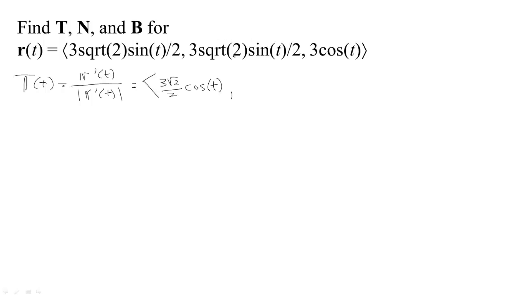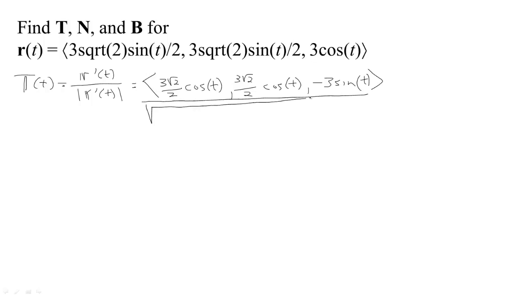And the y function is the same as the x component too. So the derivative is again 3 root 2 over 2 cosine t. And the derivative of cosine is minus sine, so minus 3 sine t. We need to divide all that by the length of this vector, and the length of this vector, this is basically 3 over root 2, so if we square it we get 9 over 2.